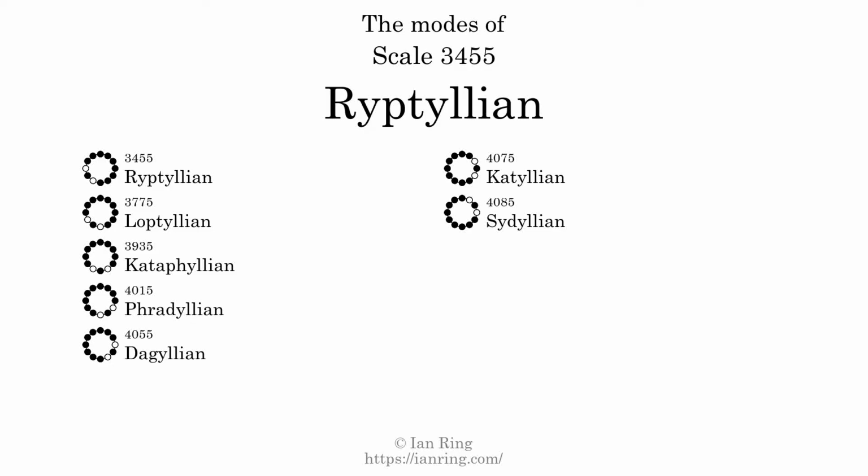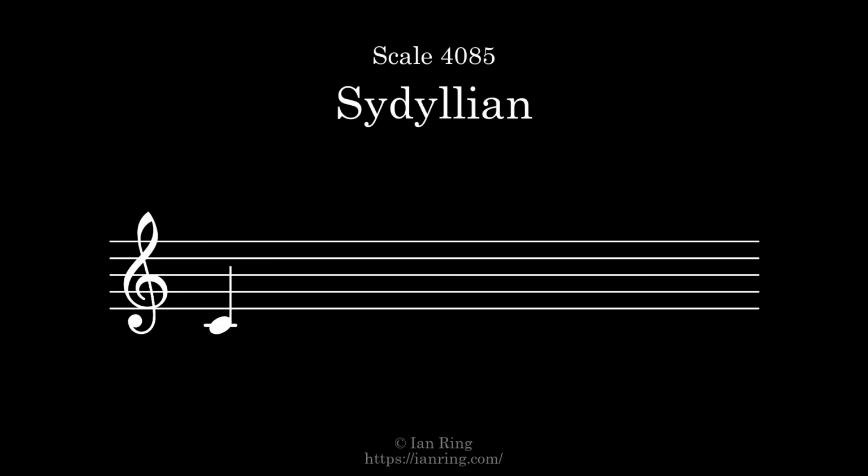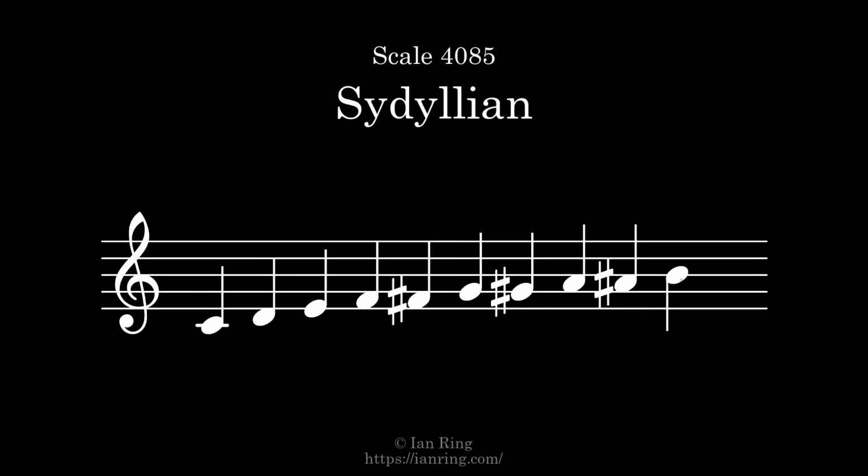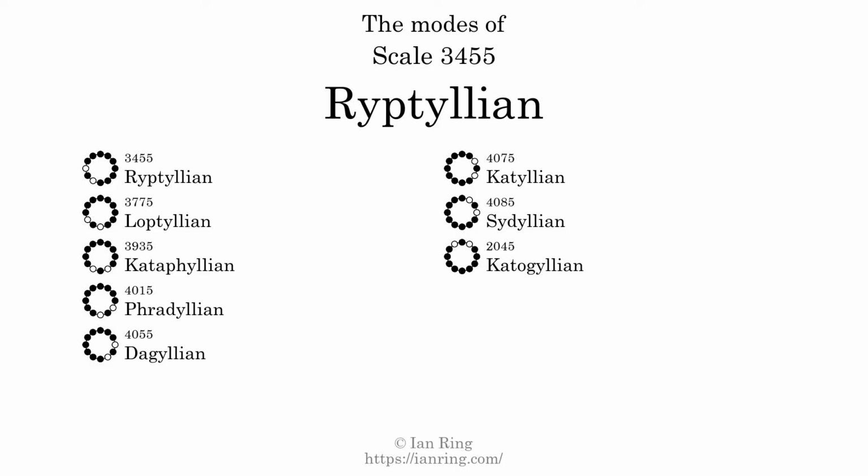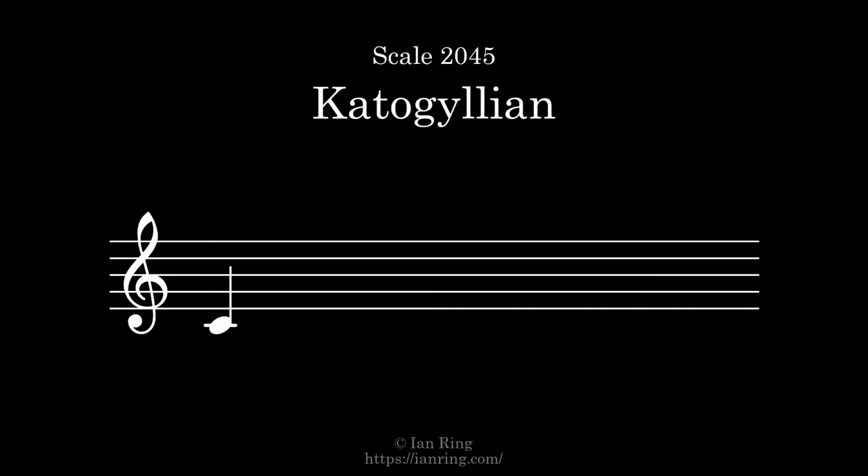The seventh mode is scale 4085, also known as Mixodillion. It sounds like this. The eighth mode is scale 2045, also known as Heteromorphisms. It sounds like this.